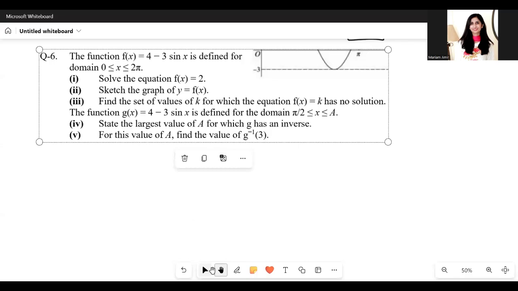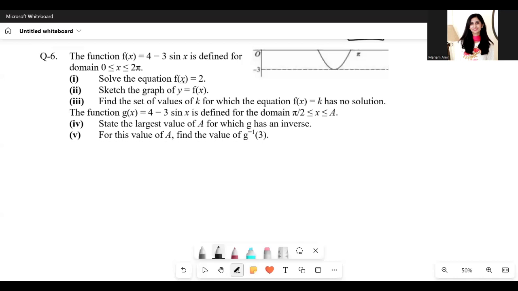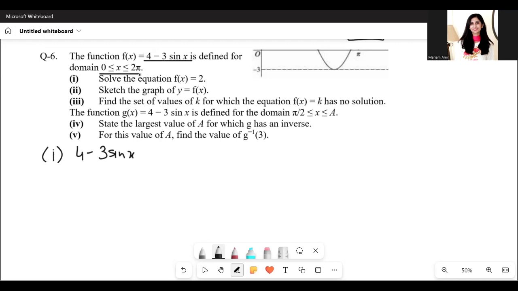The question says that the function f(x) = 4 - 3 sin x is defined for the domain 0 to 2π. In part 1, we have to solve f(x) = 2. So 4 - 3 sin x = 2. That gives us 2 = 3 sin x, so 2/3 = sin x.